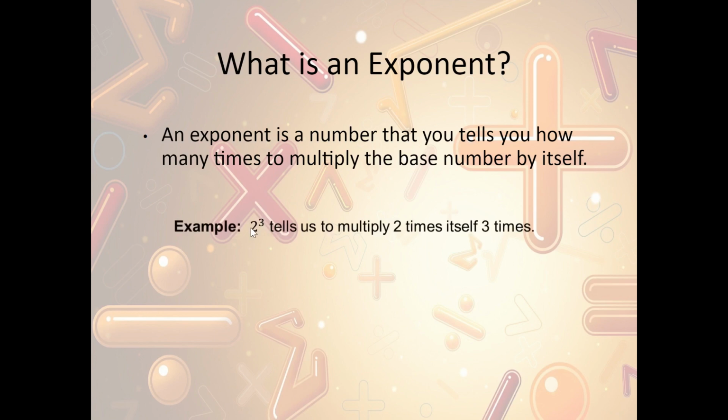So for instance, we have 2 to the third power. 2 is what we call our base number, and it tells us that we're going to multiply 2 times itself 3 times. So that's really 2 times 2 times 2, which is 8.